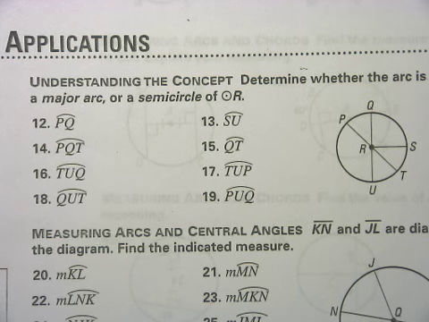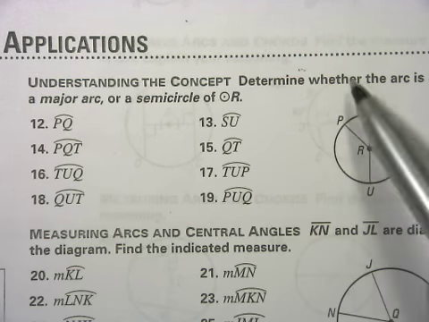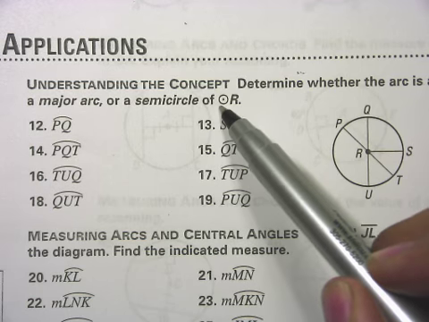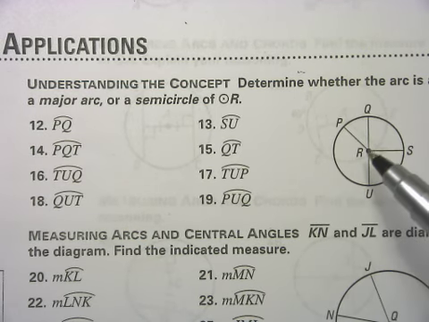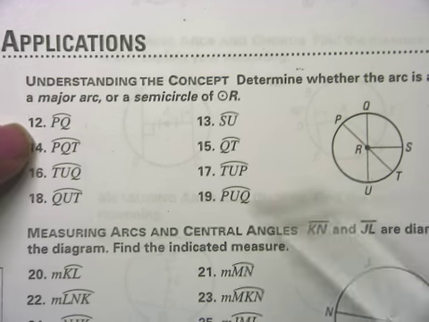Okay, class. Now that we've gone over the 5 rules and we've reviewed minor arcs, major arcs, and semicircles, let's answer some questions on page 607, specifically questions 12 through 31. They ask us here, determine whether the arc is a minor arc, a major arc, or a semicircle of circle R. We know it's circle R because the center of our circle is R. So let's take a look here.